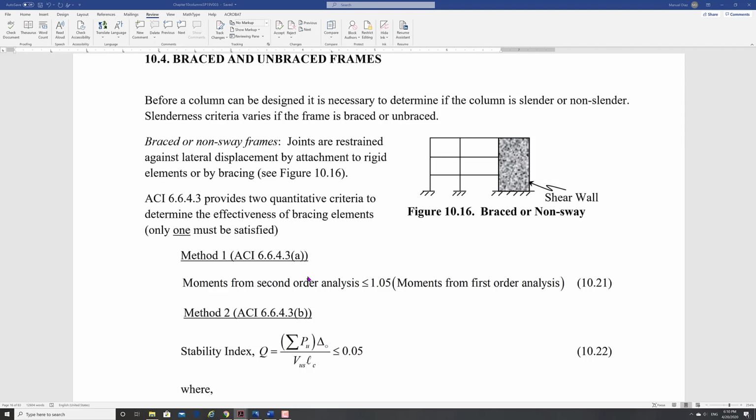The second order analysis ideally will include the effect of the fact that when you apply your loads, if this member moves, then the loads are now moved, and therefore they create a displacement, and that displacement creates an additional moment. Okay, so that's kind of the geometric effect. You may also want to include the non-linearity of the material. That would be great.